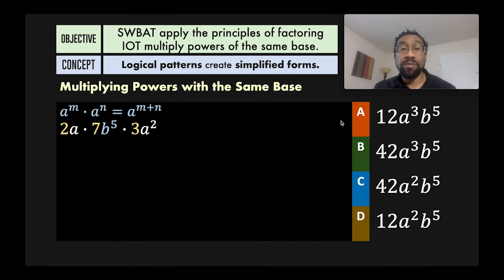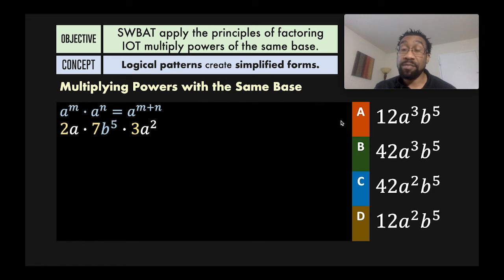This time we have 2a times 7b to the fifth times 3a squared. If I were to simplify this, which answer would it be? Would it be A, 12a cubed b to the fifth? B, 42a cubed b to the fifth? C, 42a squared b to the fifth? Or D, 12a squared b to the fifth?